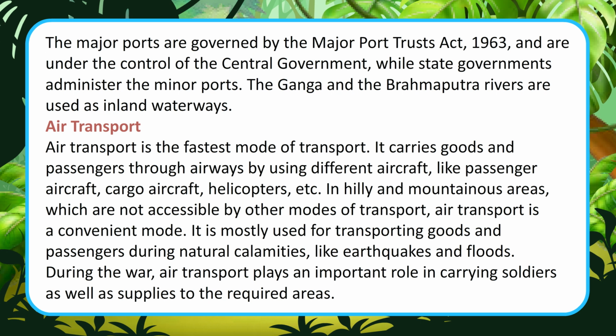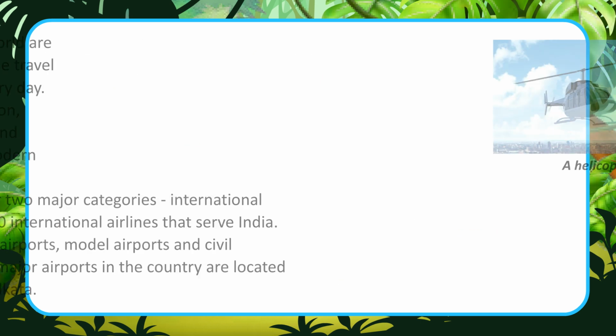Air transport is a convenient mode. It is mostly used for transporting goods and passengers during natural calamities, like earthquakes and floods. During war, air transport plays an important role in carrying soldiers as well as supplies to the required areas.